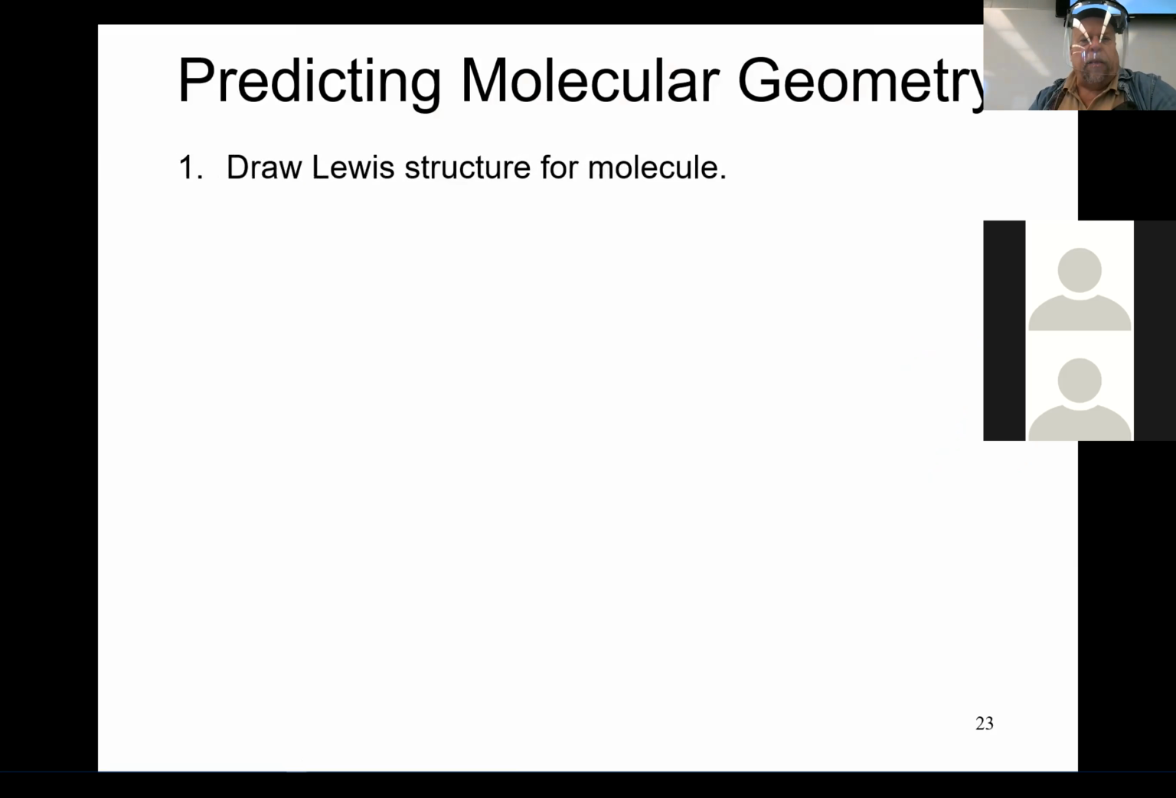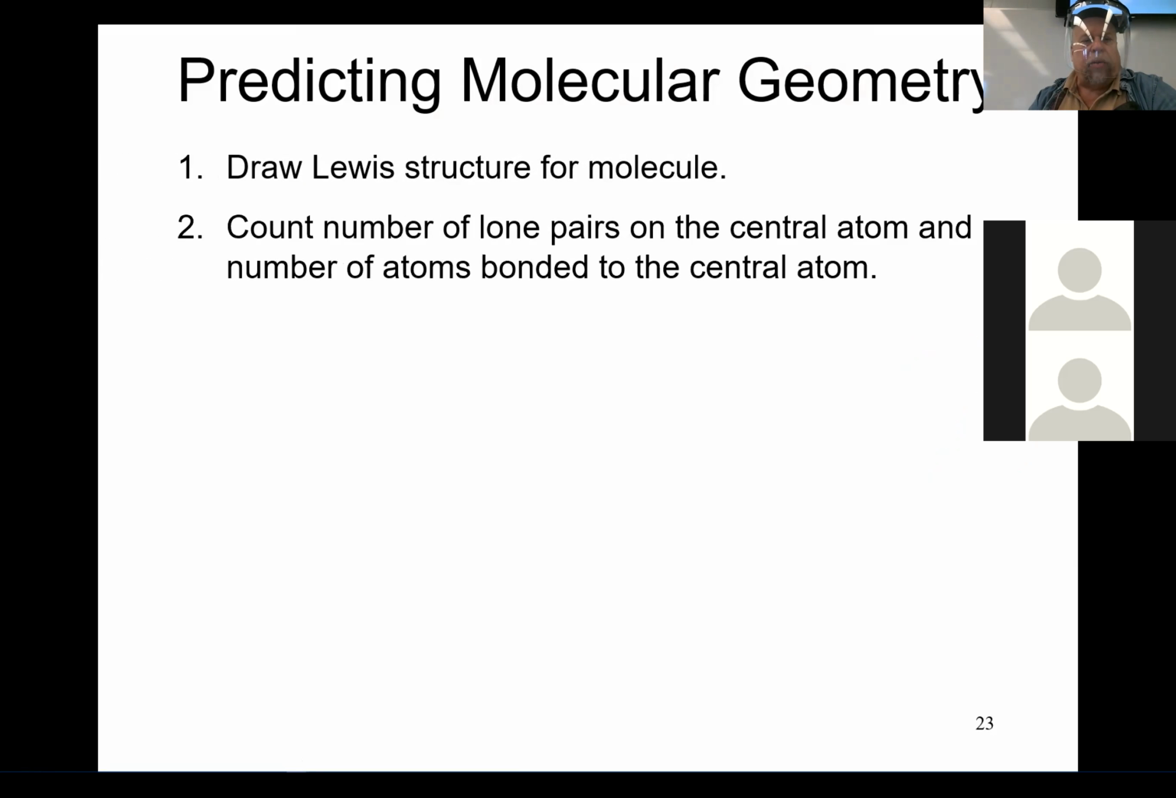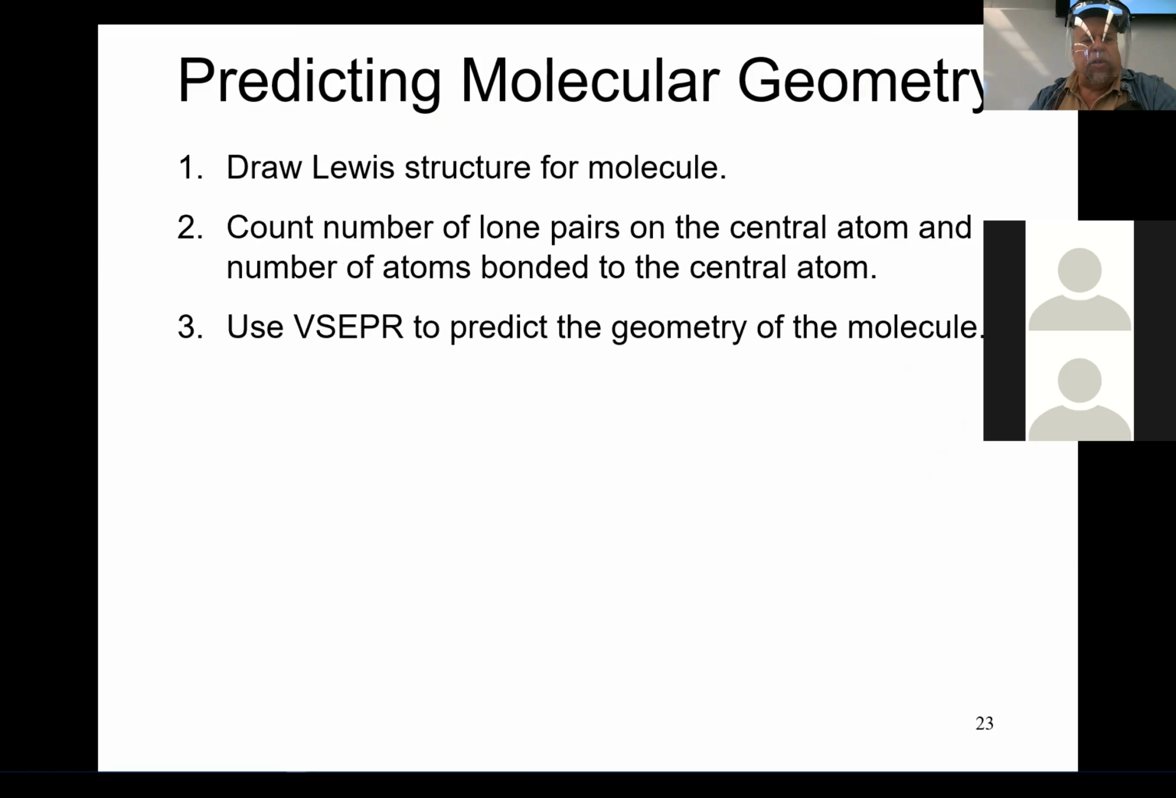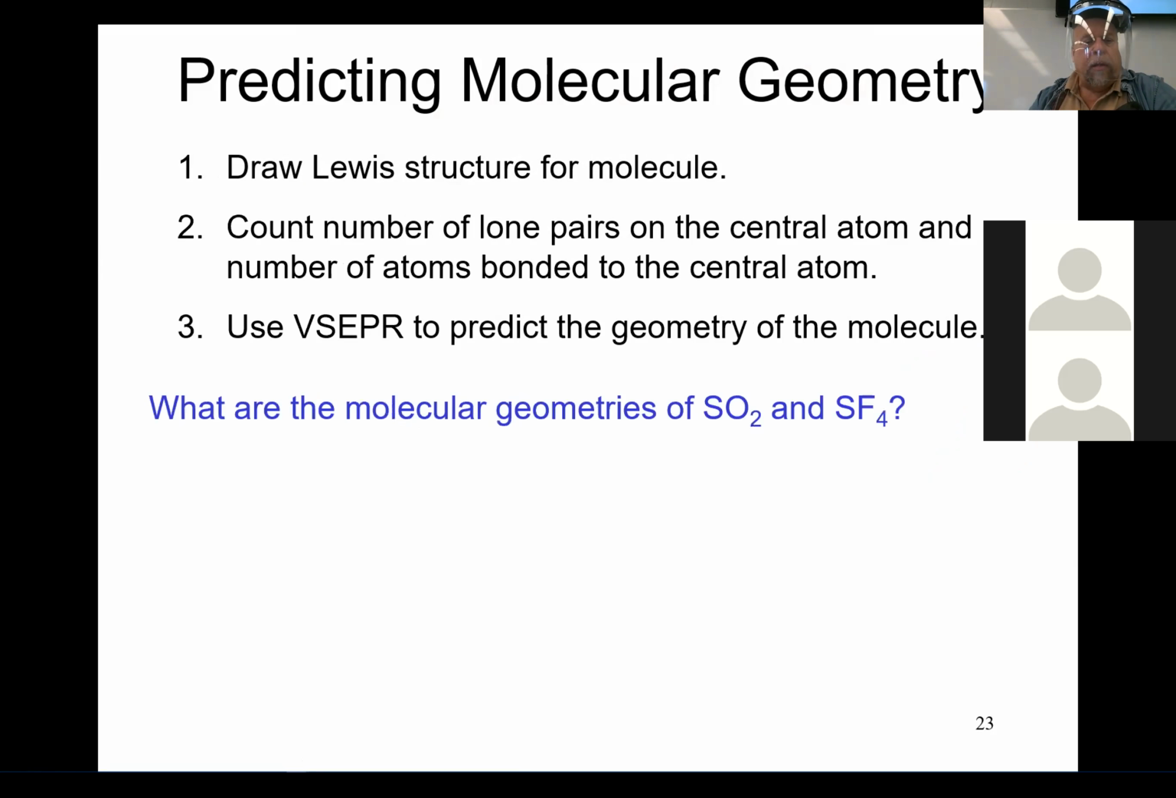Now, predicting molecular geometry. Well, you draw the basic molecular structure for the molecule. You count the number of lone pairs on the central atom and the number of atoms bonded to it. Use VSEPR to project the geometry of it, and then write that. So what are the molecular geometries of SO2 and SF4? So let's do one example.